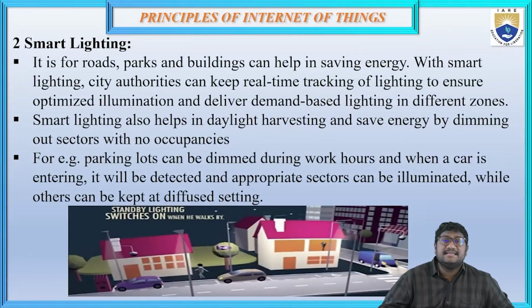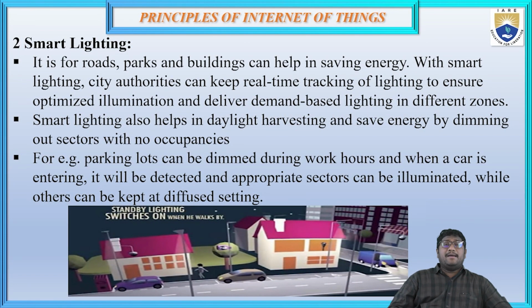And see here, this is the second factor, which shows you the smart lighting system. If you observe, there is a road shown on the screen. This is the diagram shown for your reference. Here, standby lighting switches on when he walks by. See here, a person is walking on a road. Automatically, the lights on that road are switched on by using the sensors of the smart lighting systems.